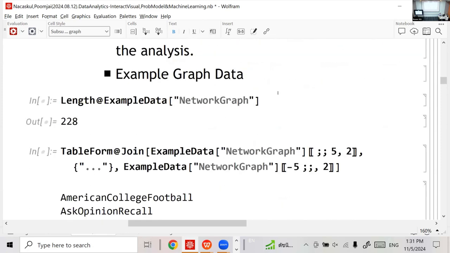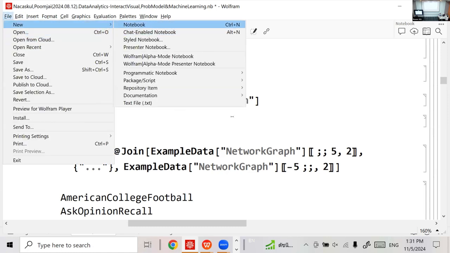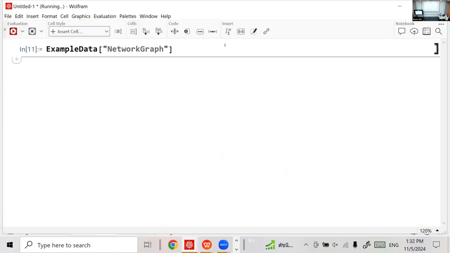So this is the concept of, now, do this with me because this is your homework as well. Example data, network graph. Now, in your project, you're not forced to use network example data. You might as well, okay? But, so example, there are obviously 228 of them. So for example, what are they?